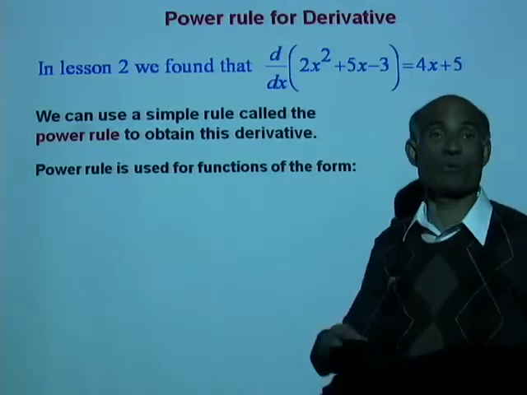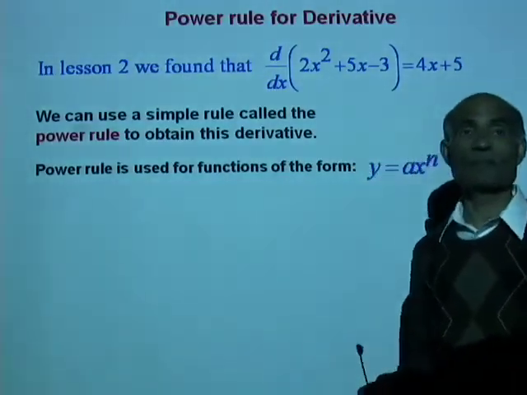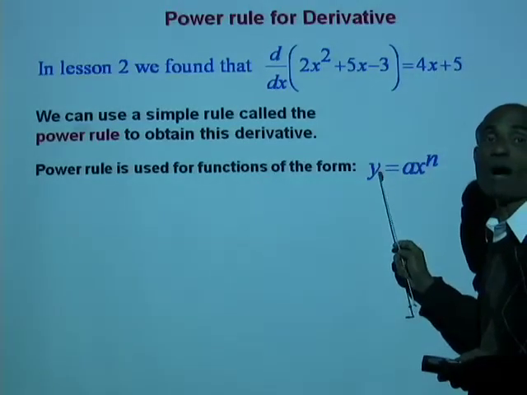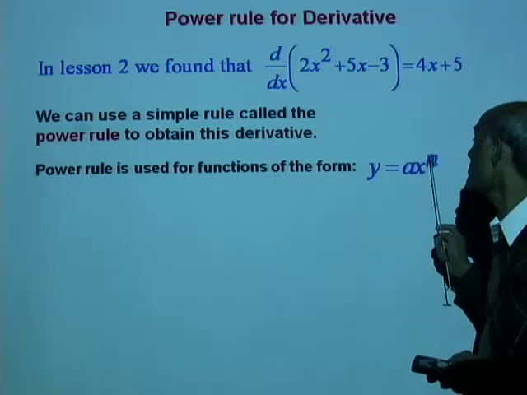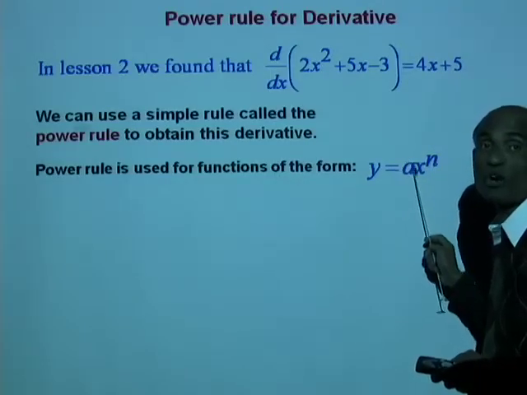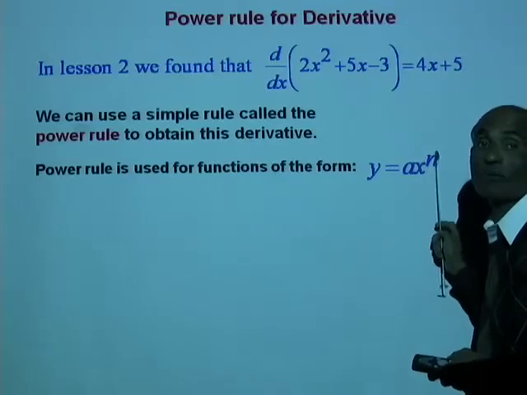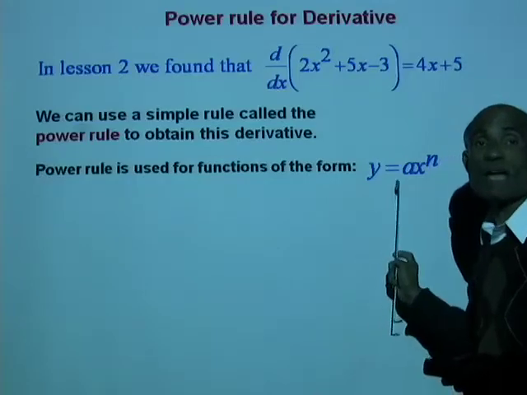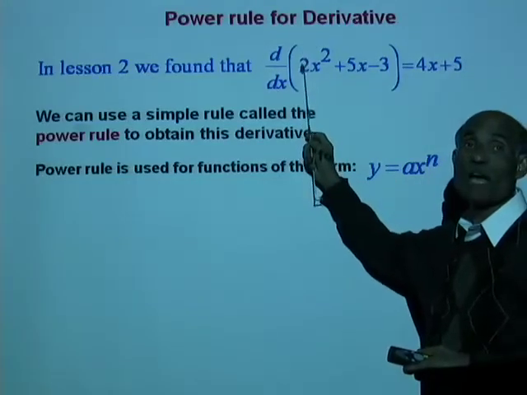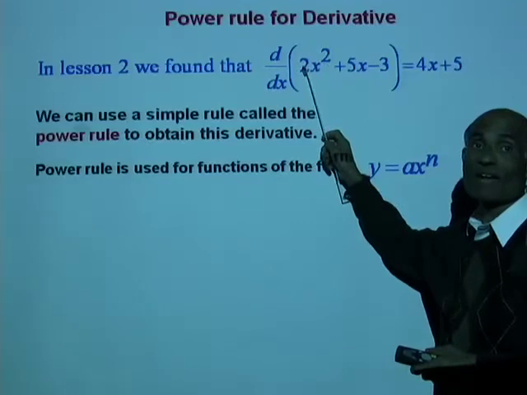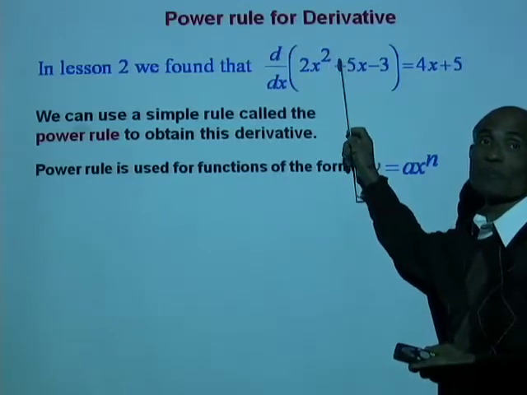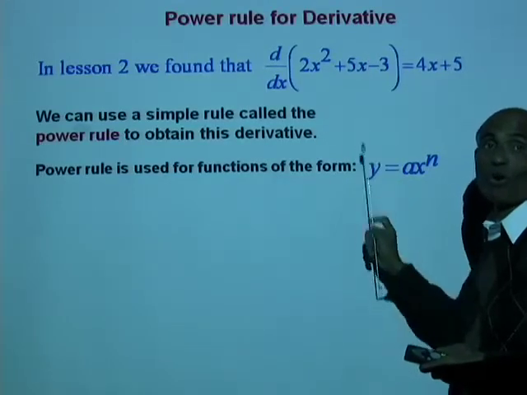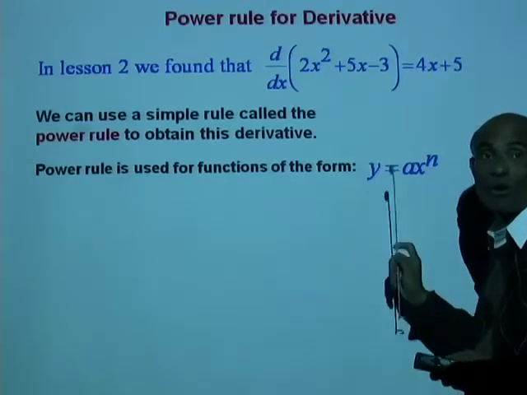And what is the power rule? I'm going to define that for you. The power rule says if you have a function of the form y equal to ax to the power of n, a is the coefficient of x, n is its power. So if the function is of the form y equal to ax to the power of n, look at this, ax to the power of n, a is 2, n is 2. How about here? ax to the power of 1. So all these are in this form.